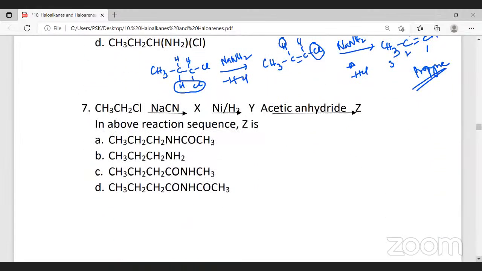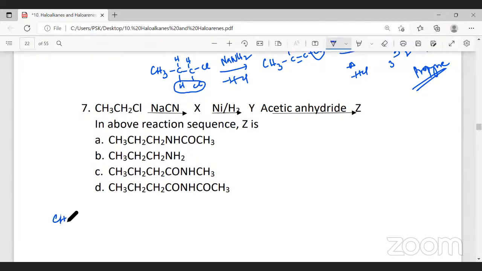CH3CH2Cl is allowed to react with sodium cyanide. You get X, and this is allowed to react with nickel and hydrogen. You get Y. And this is further allowed to react with acetic anhydride. In the above sequence, Z is, see the complexity of the reactions.